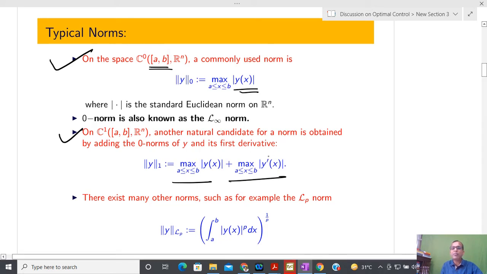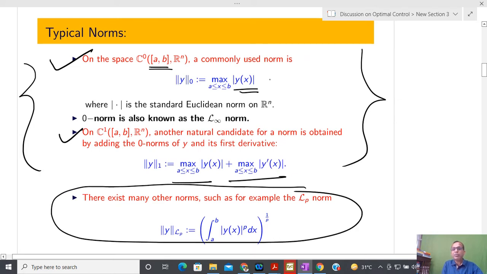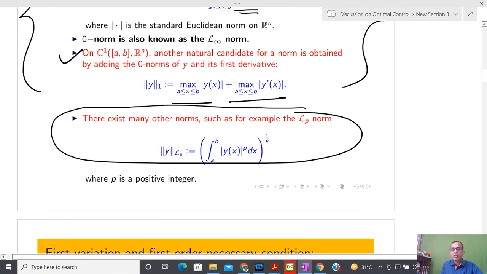This is for the optimization problem of a function, or the extremization problem. Generally people define norms like that, and we are going to consider this. Suppose something is twice differentiable, then I can add the maximum of |y double dash (x)| between a and b. Generally people take these norms.